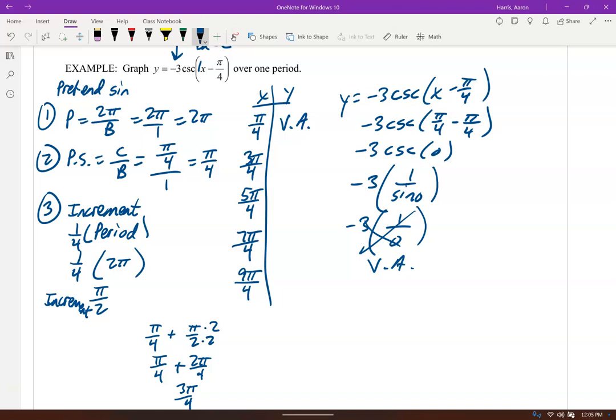Same thing if we plugged in 5 pi fourths. Let me punch this one in. 5 pi fourths minus pi fourths is 4 pi over 4, which is just pi. And we know the sine of pi is 0. So again, that's also going to be a vertical asymptote. And then now let's punch in 3 pi over 4.